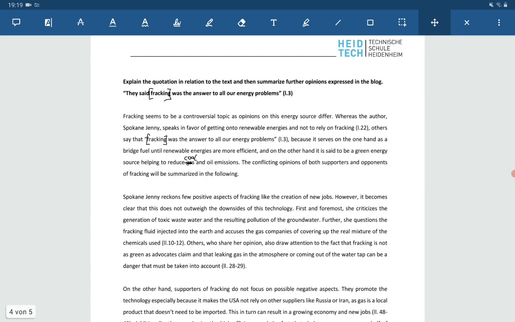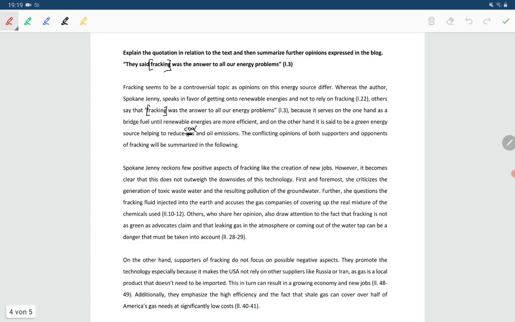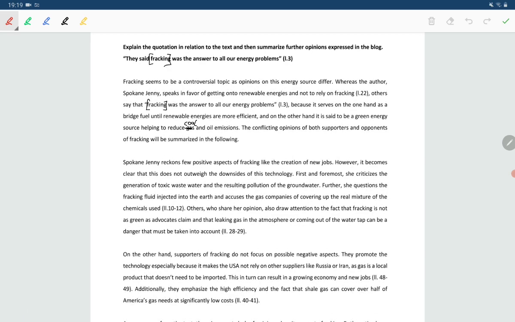So ideally, you would come to something like this. Here again, we have the task: explain the quotation in relation to the text, and then summarize further opinions expressed in the blog. They said fracking was the answer to all our energy problems. Now, let's check out the intro. Fracking seems to be a controversial topic as opinions on this energy source differ. Now, you start out by giving some general information, some general introductory sentence.